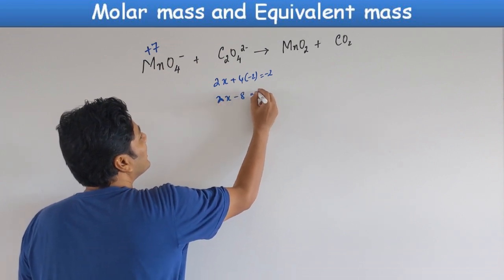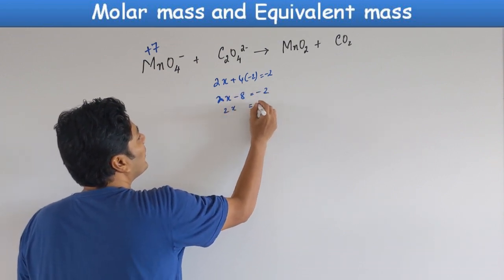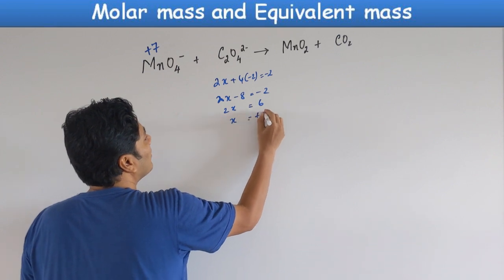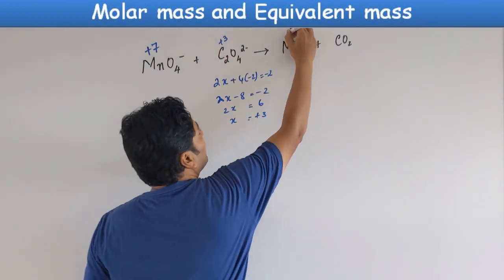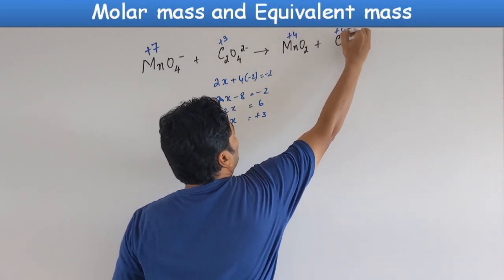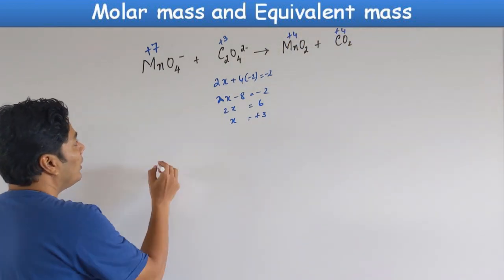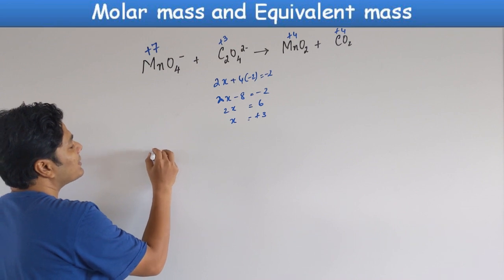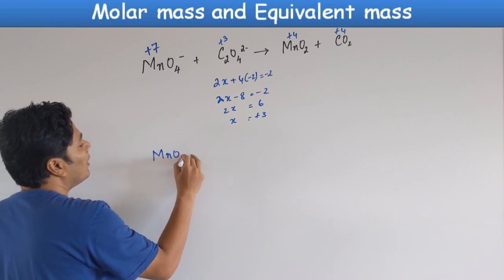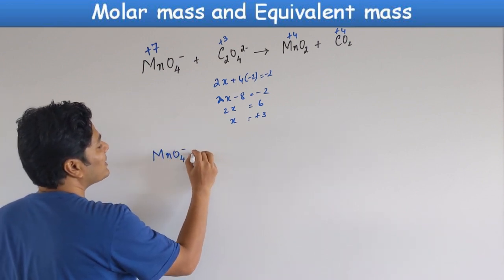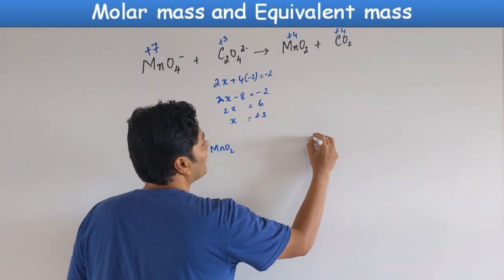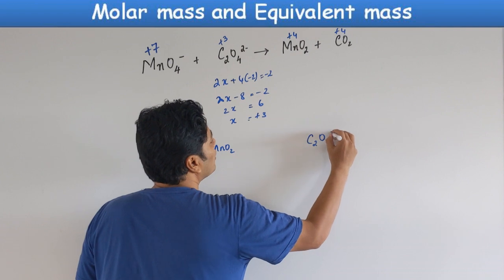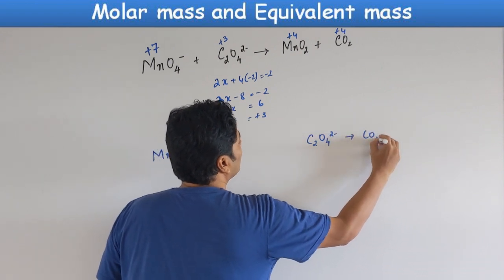2x minus 8 equals -2, 2x equals 6, x equals +3. Here +4. So now what has happened is MnO4 minus has become MnO2 and C2O4 2 minus has become CO2.